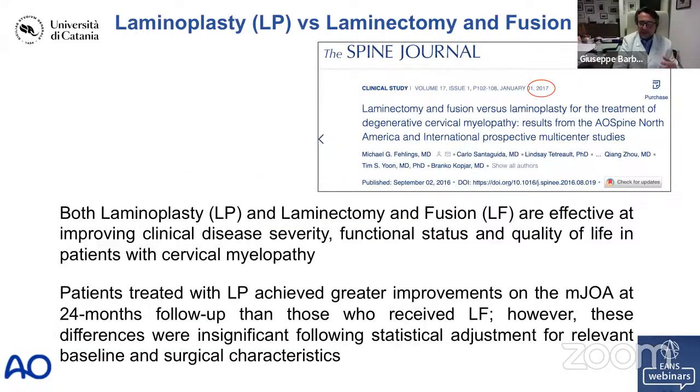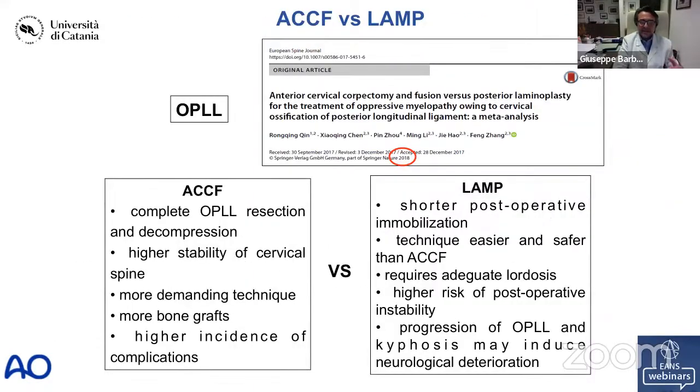Even Michael Fehlings, once again with his group, a few years ago, came up with similar results. Apparently, there were no very important statistical differences between the two strategies, the two techniques, but laminectomy and posterior fusion seems to be a very good option when we are dealing with patients with severe neck pain or with loss of lordosis, with kyphosis, or of course with patients who are showing instability.